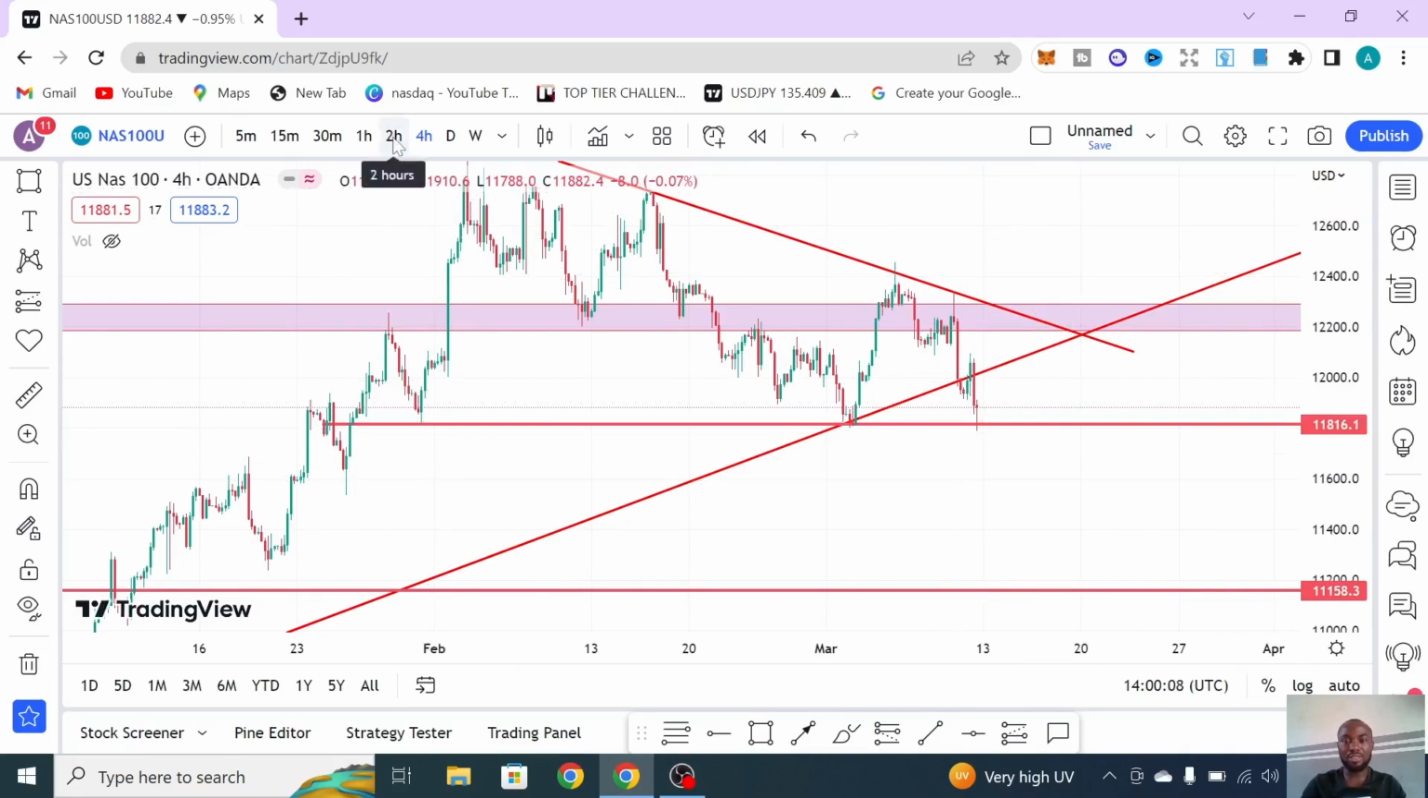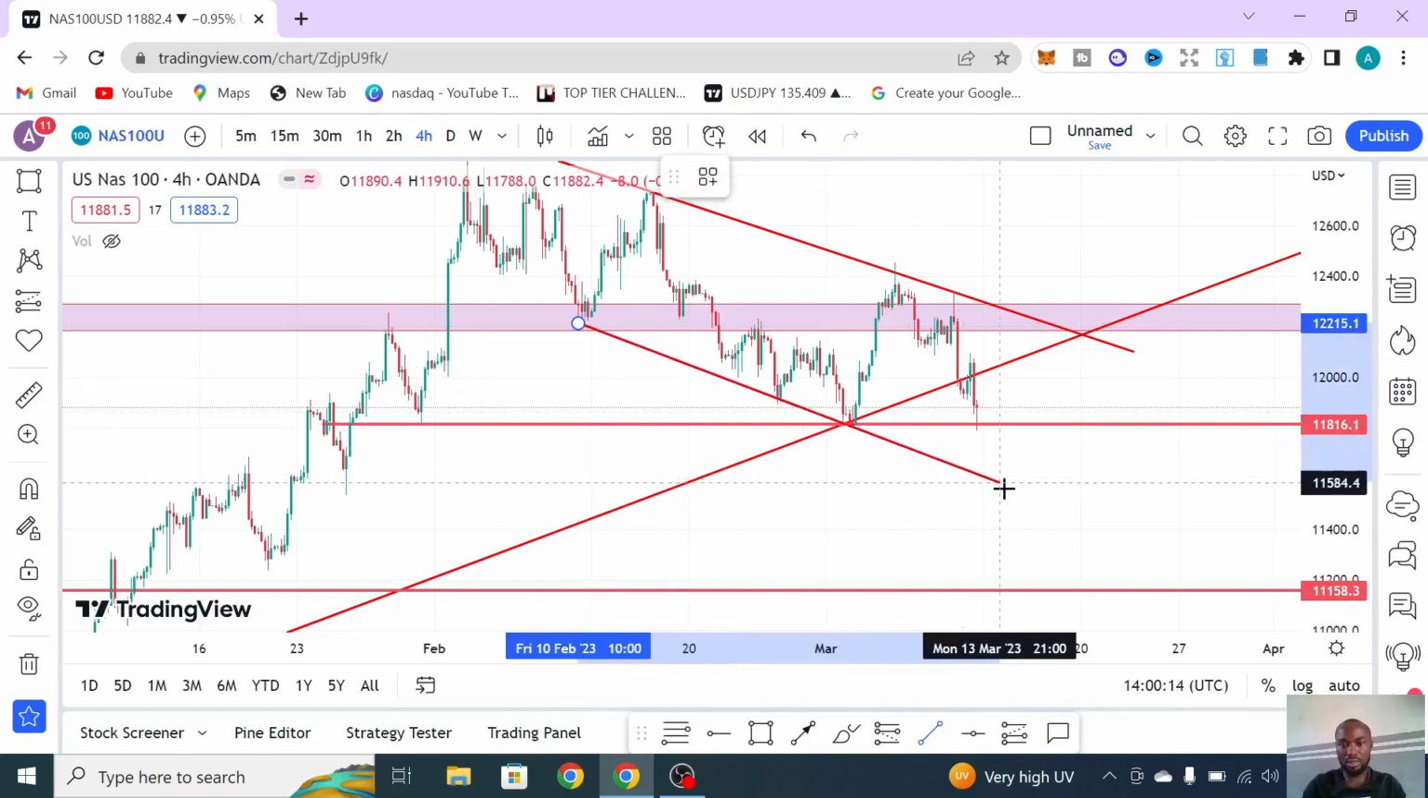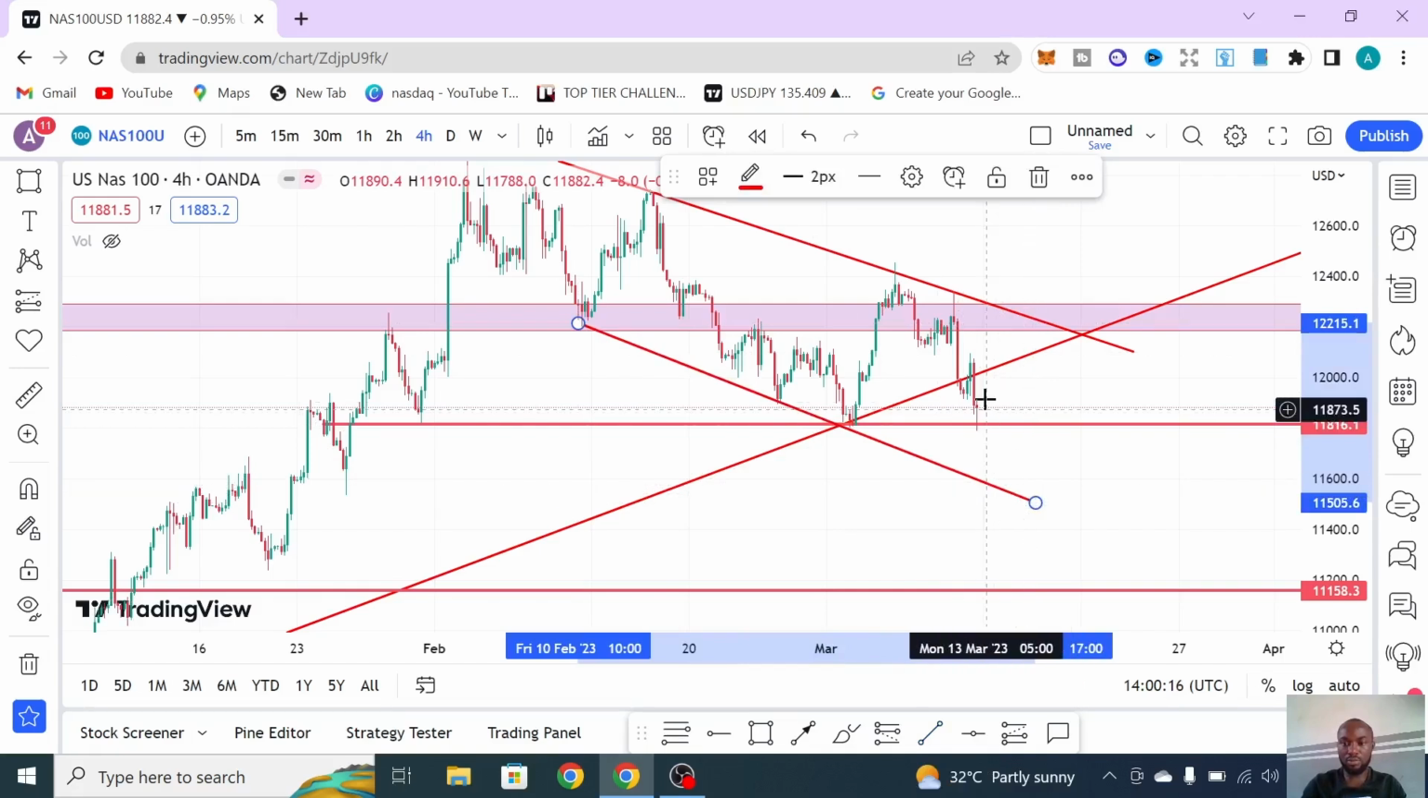If you are trading a smaller time frame just like this, you can also connect here. If you connect here to here, you see it. So if this market gives me a false break, comes back and breaks above here, that is when I can buy it. But for now, I will not be selling immediately, because the higher time frame, the daily time frame, is telling me to sell the breakout of this trend line.